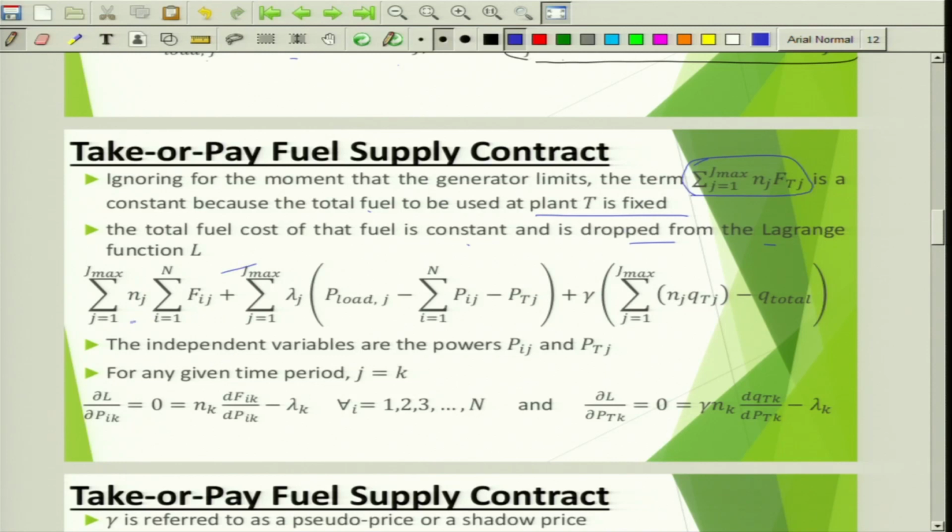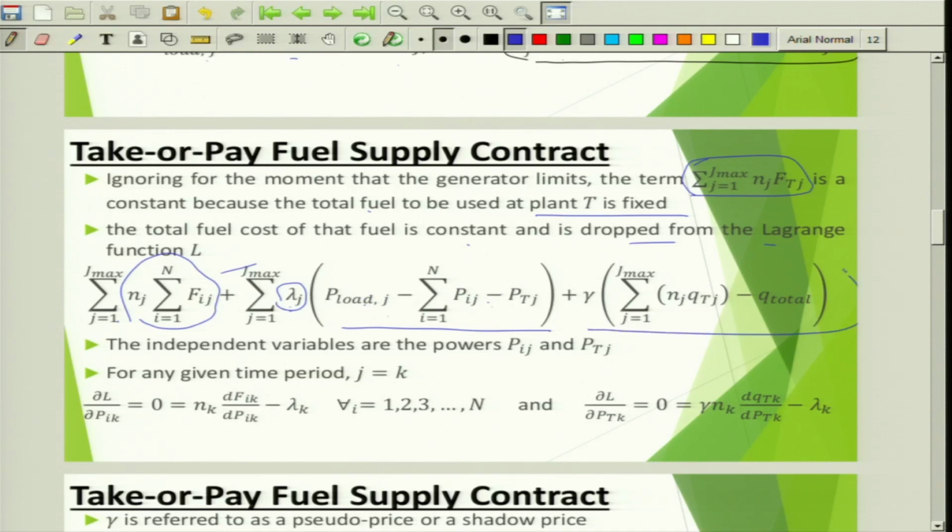Now what you get? Summation of J is equal to 1 to J max Nj, this is the cost function of the total generators that need to be minimized, and there is a Lagrangian multiplier here, with respect to the equality constraint, load demand is equal to generation. Always the Lagrangian multiplier is with respect to this constraint, summation of generation is equal to load.